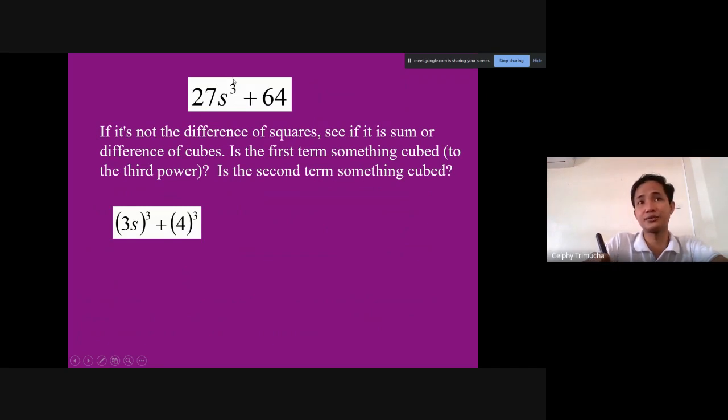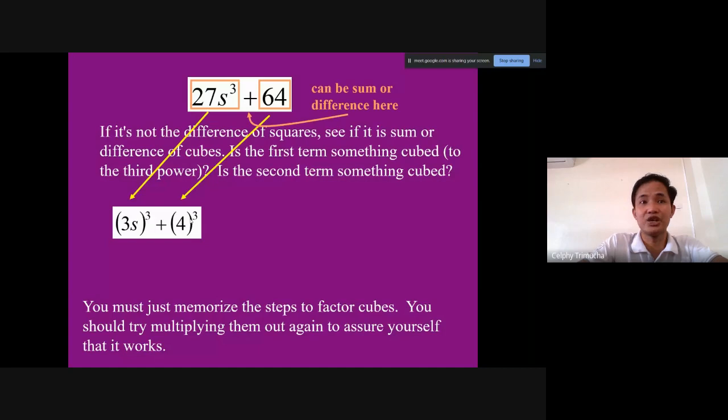So 3 raised to 3 equals 27. And s is already cubed. 64 can be cubed, so we have 4 cubed. How do we factor this? It can be a sum or difference of cubes. You must memorize this step to factor the cubes. You should try multiplying them out again to assure yourself that it works.